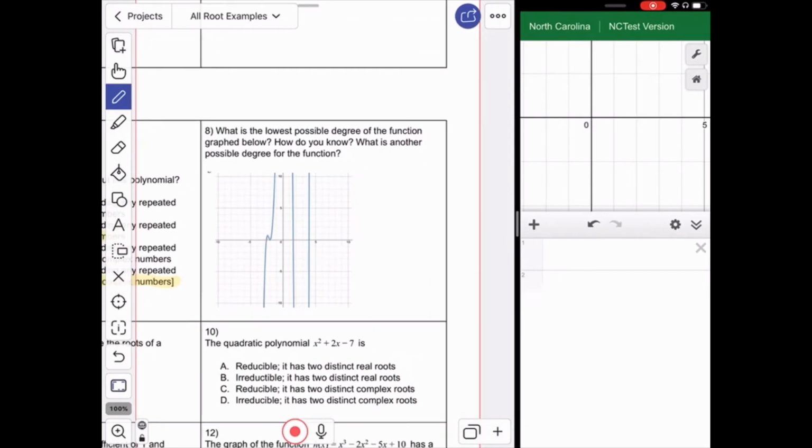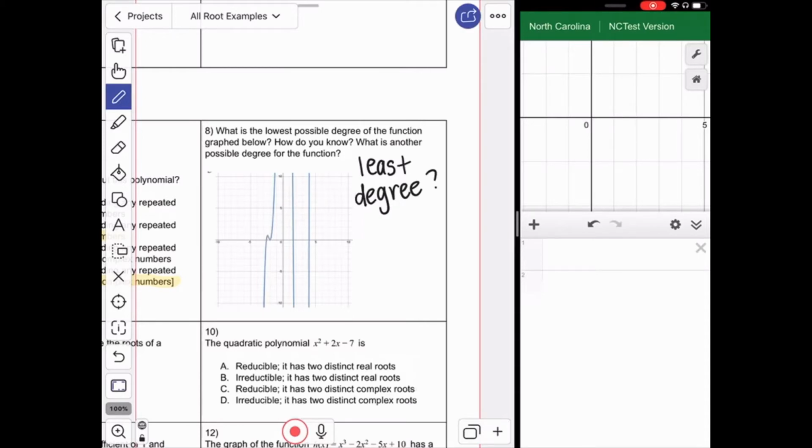All right, so what is the lowest possible degree of the function below? We kind of did an example like this when we were talking about these in a few videos before, where I said the least degree. If we're talking about the least degree, with our multiplicity, even if I have even multiplicity, I'd only use a multiplicity of 2. I wouldn't do 4 or 6.